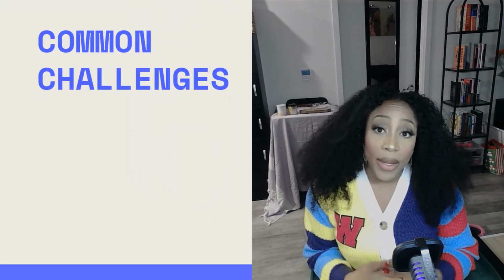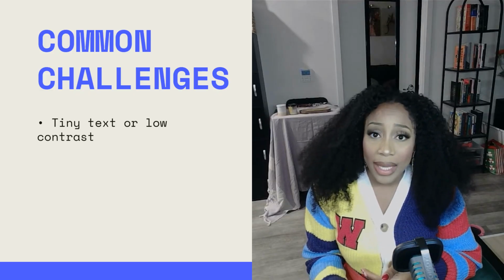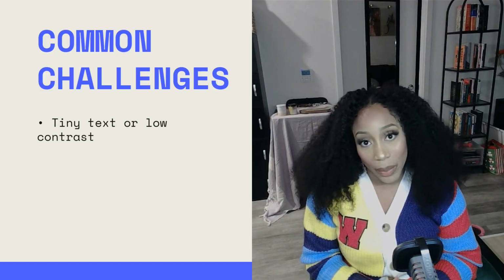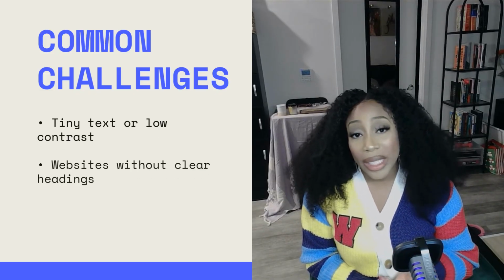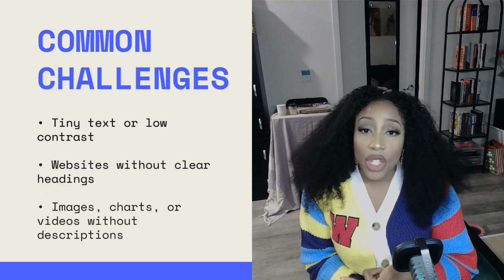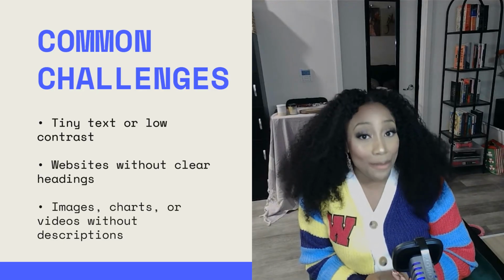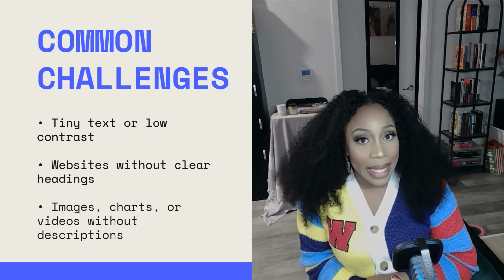First up, let's talk about visual impairments. Learning online is a very visual experience, right? But not everyone experiences it in the same way. So, some common challenges are tiny text or low contrast. It makes reading nearly impossible. Websites without clear headings make screen readers struggle. Images, charts, or videos without descriptions. Yeah, that's missing information people need.